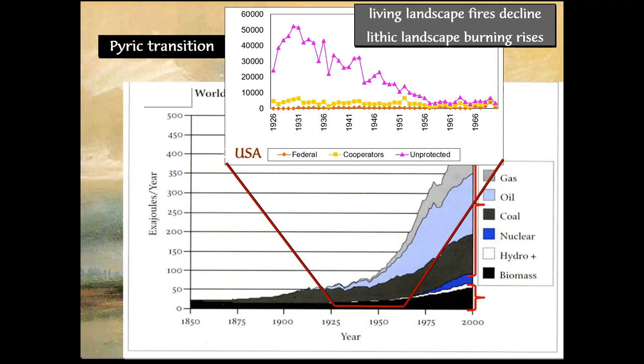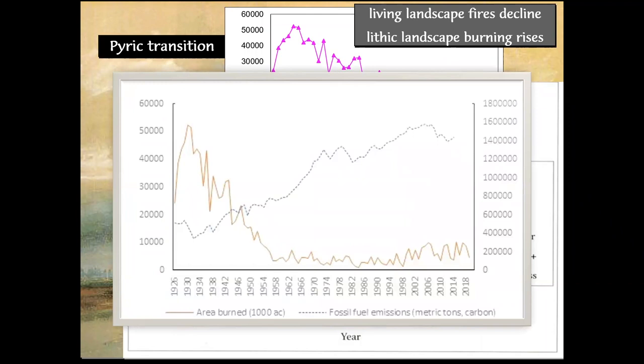Is that just a correlation? Well, let's look at this one. Here's area burned in that kind of tan. It's the same graph as above, composite. And then the dotted line is the fossil fuel emissions. And they cross. And there's a kind of sweet spot right after World War II into the early 80s, maybe mid 80s, where that project seemed to have succeeded. Certainly by the 60s, you can see a major change.